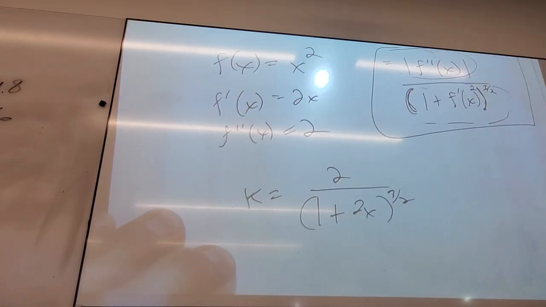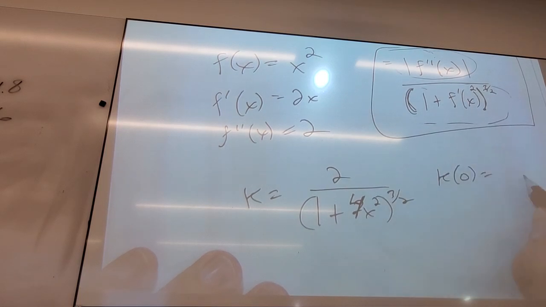It's 4x squared, not 2x. Oh, yeah, thank you. I keep wanting to not square it. Okay, squared, yes. What do you get when you put a 0 in there? You just get 2. And if I put anything other than 0 in there, the answer will be less than 2, yes? So it is the most curvy at 0. Now, how can I make it even more curvy at 0? I can make the parabola go up higher, quicker, yes?